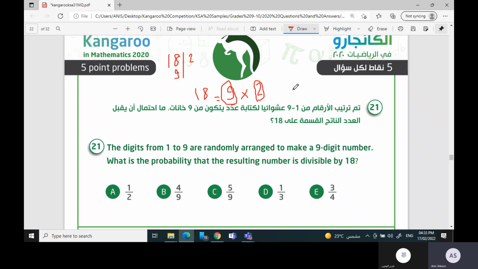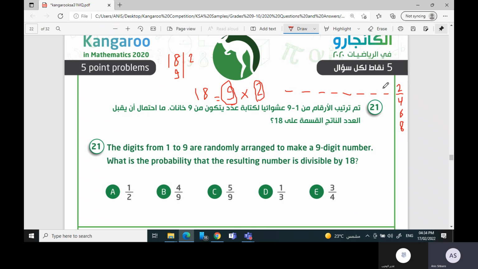So how can we test if the number is divisible? Let me just put them. I have 1, 2, 3, 4, 5, 6, 7, 8, and 9. So they are randomly arranged. I need first of all a number to start with a multiple of 2. So I'm dealing with 1, not a multiple of 2. 2 is a multiple. 3, 4, 5, 6, the even numbers between 1 and 9, 7, 8. So I'm dealing with 4 choices.